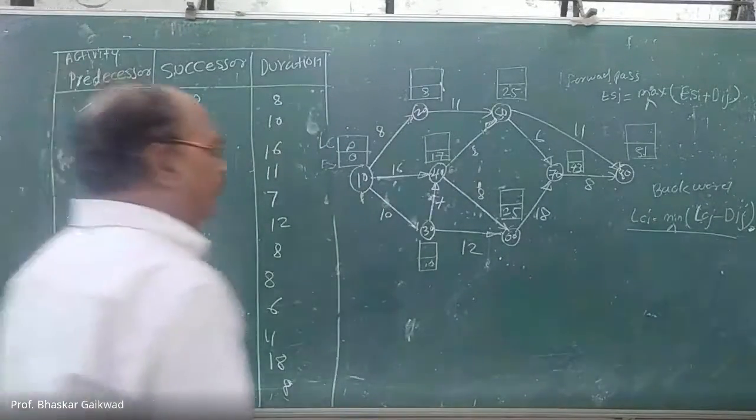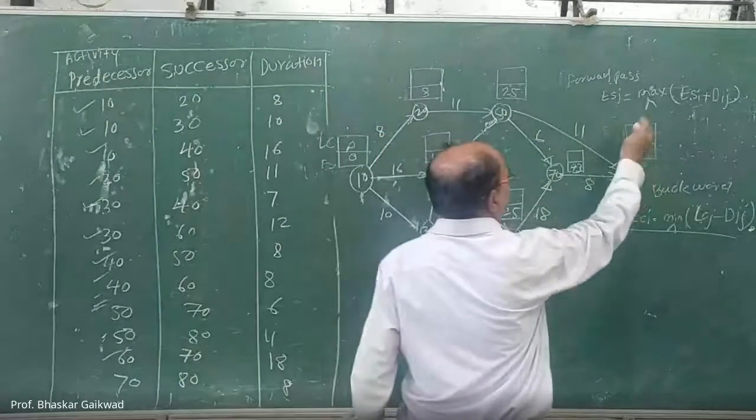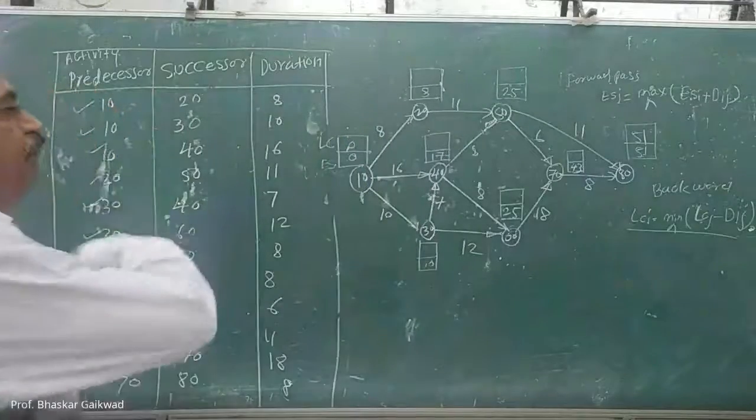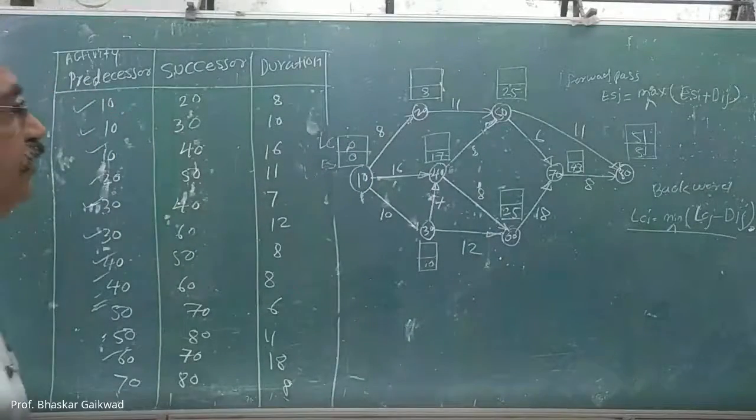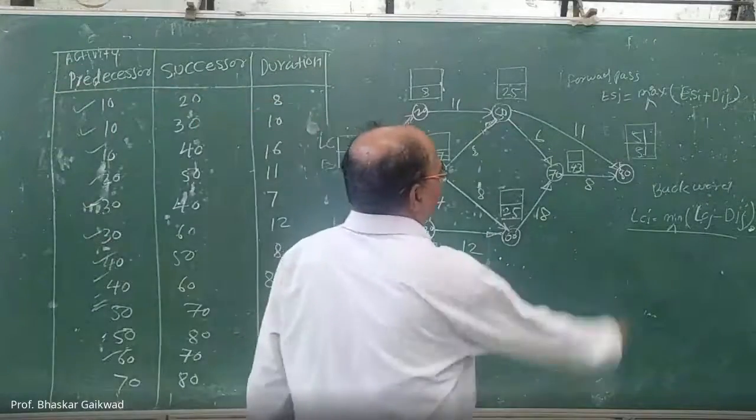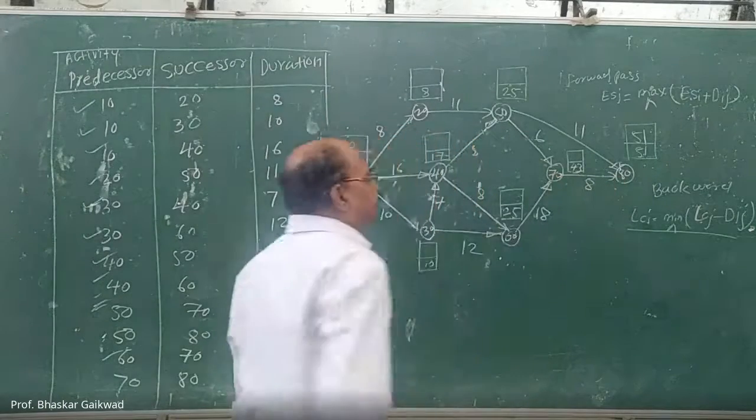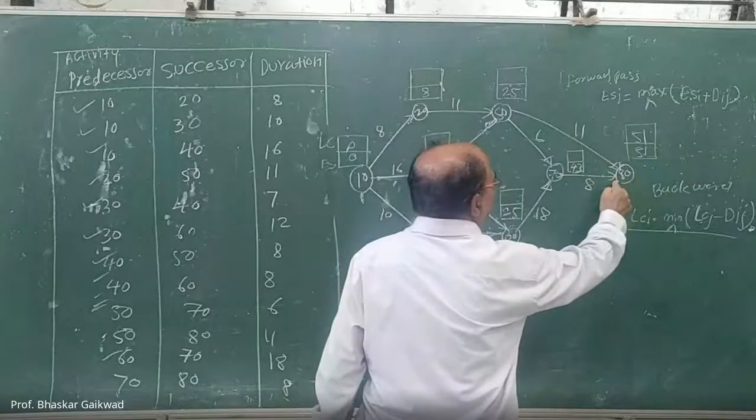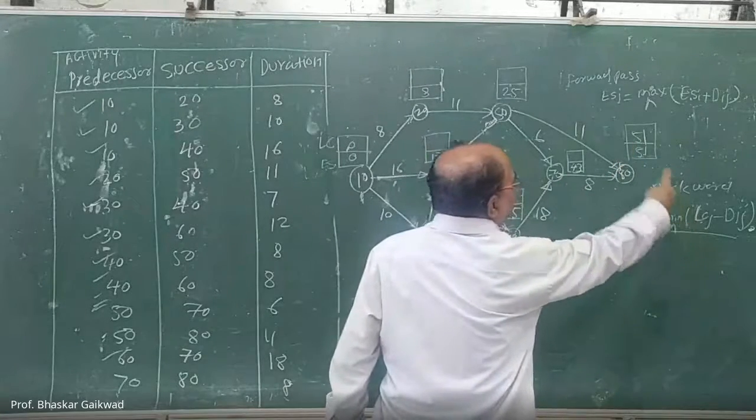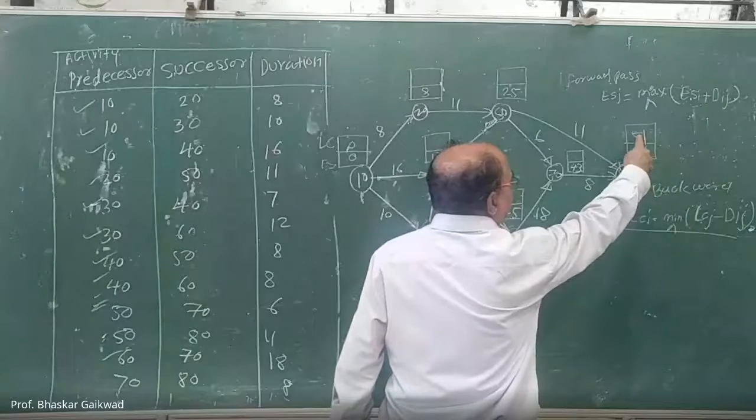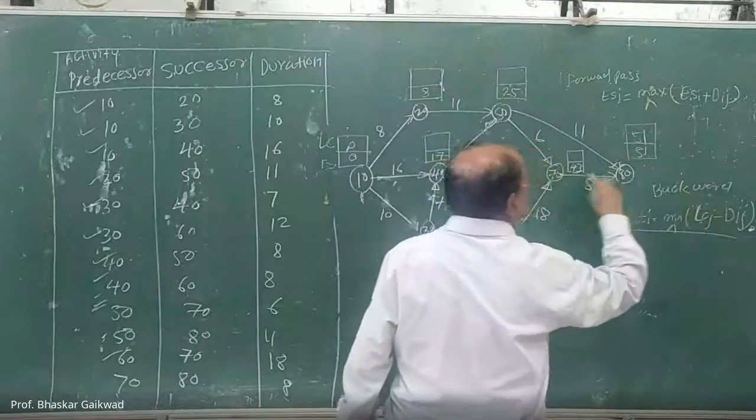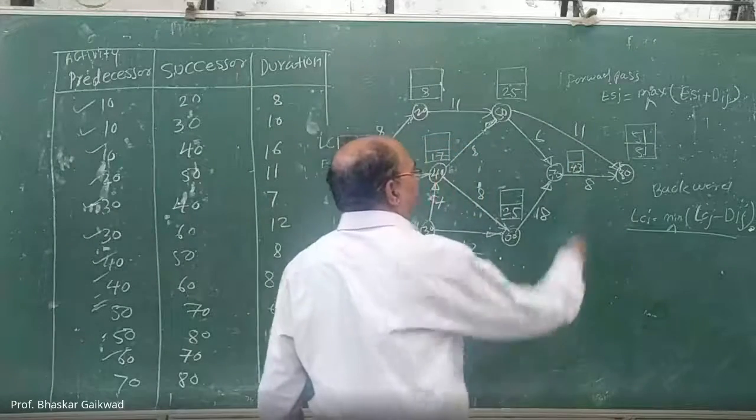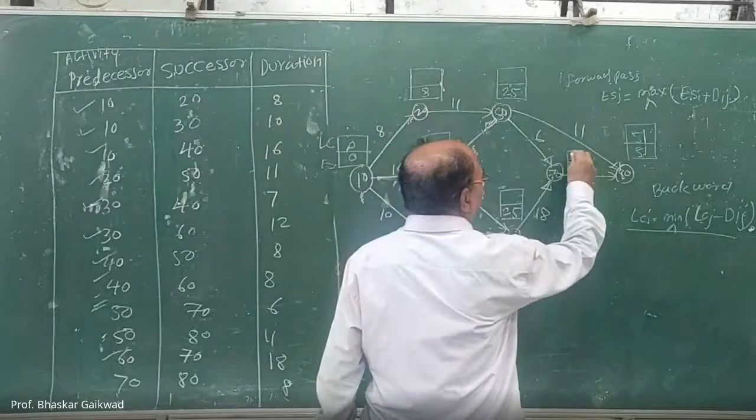So initially, whatever value is there, the same value you can write here: 51. But while going back, you have to consider the minimum value. For example, here 80 to 17, LCJ is this. Minus the duration. How much here? 43. Correct? So here you can write 43.